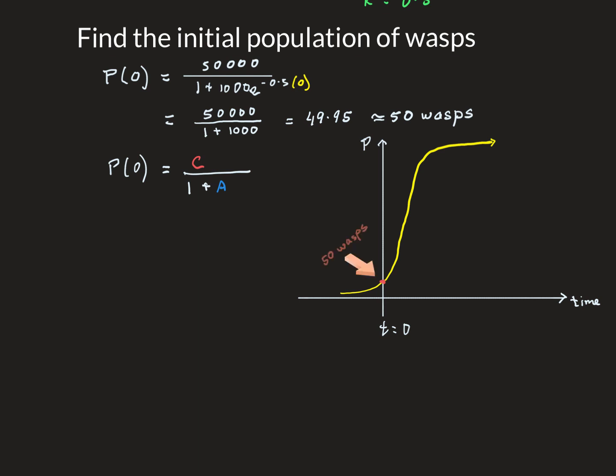With this kind of function, you'll also notice that it starts to level out. There is a limit which this graph will not go beyond. And this particular level is C, which is 50,000. And this would be the number of wasps that this particular environment can sustain or support.